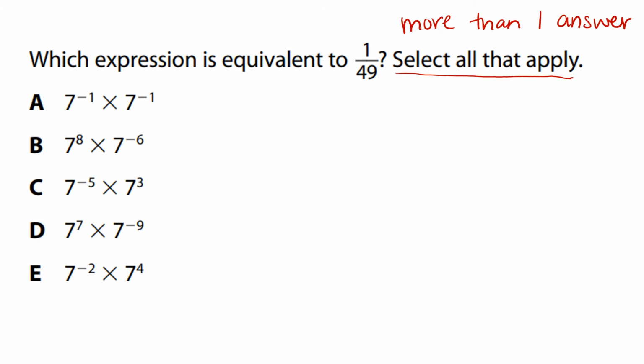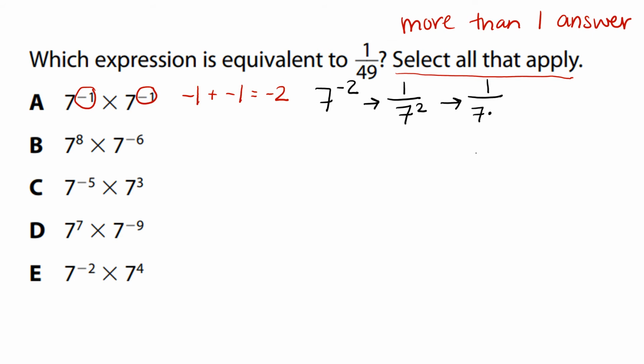For the first problem, we are multiplying, so we're going to add the exponents, -1 plus -1, which would give us a -2. Our new problem is now 7 to the -2nd power. Negative exponents must get written as a fraction, so that becomes 1 over 7 squared. 7 squared is really 7 times 7, which is equal to 1 over 49. A is a correct answer.